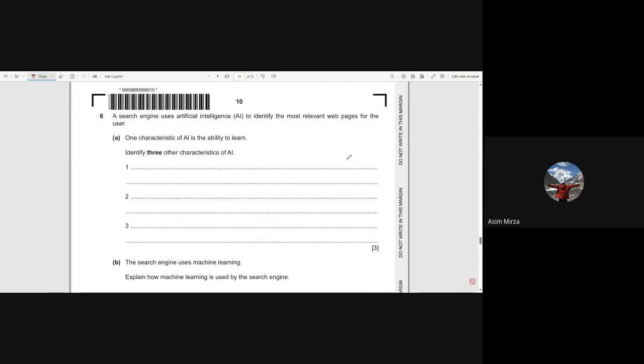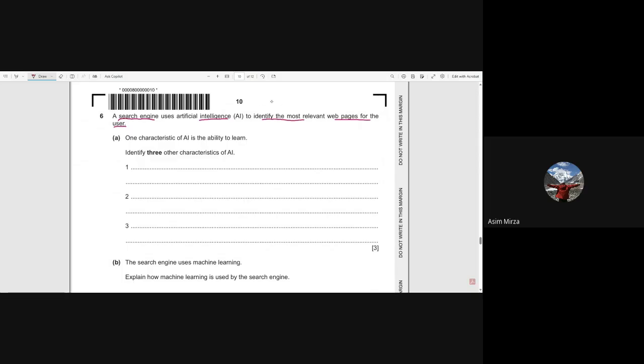A search engine. While attempting the question paper, when it mentions anything important, for example a search engine, it should come to your mind. He's talking about Google, Alta Vista, Yahoo, Lycos, and Bing, sorry, not Bingo. A search engine uses artificial intelligence to identify the most relevant web pages for the users.